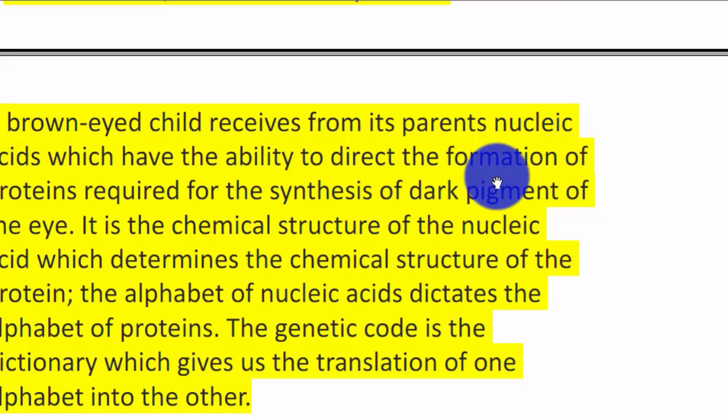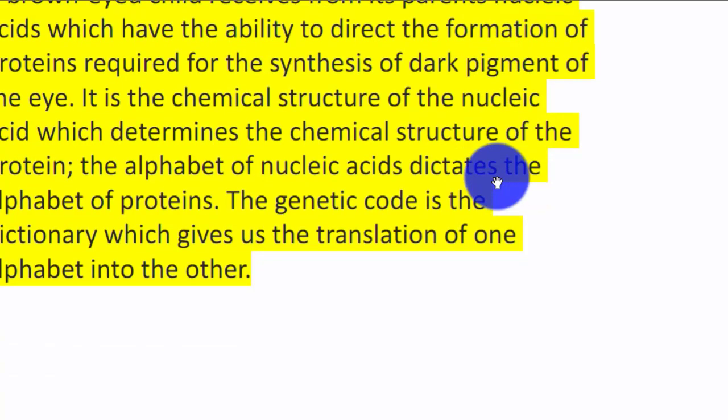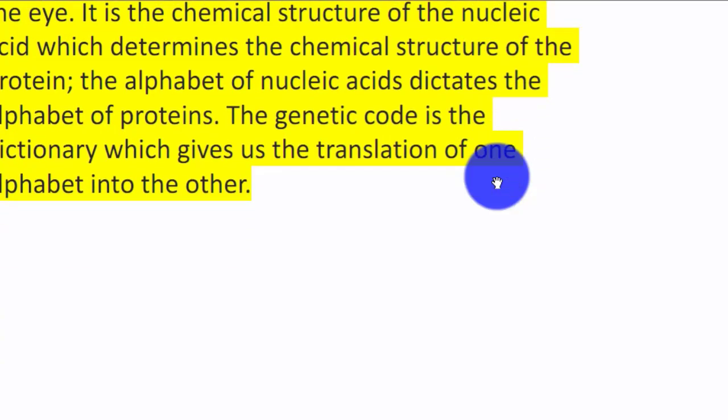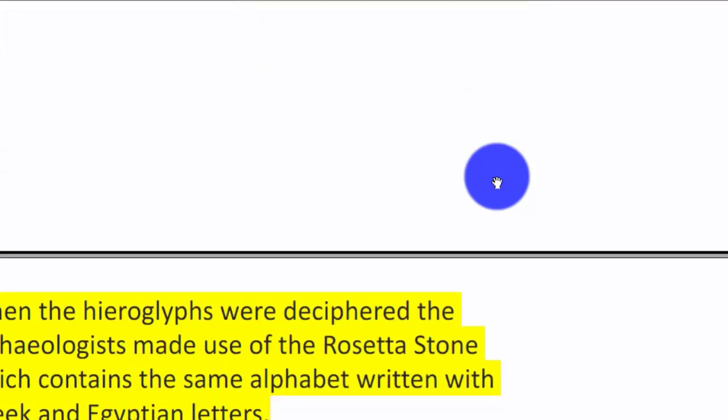A brown-eyed child receives from its parents nucleic acids which have the ability to direct the formation of proteins required for the synthesis of the dark pigment of the eye. It is the chemical structure of nucleic acid which determines the chemical structure of the protein. The alphabet of nucleic acid dictates the alphabet of protein. The genetic code is the dictionary which gives us the translation of one alphabet into the other.